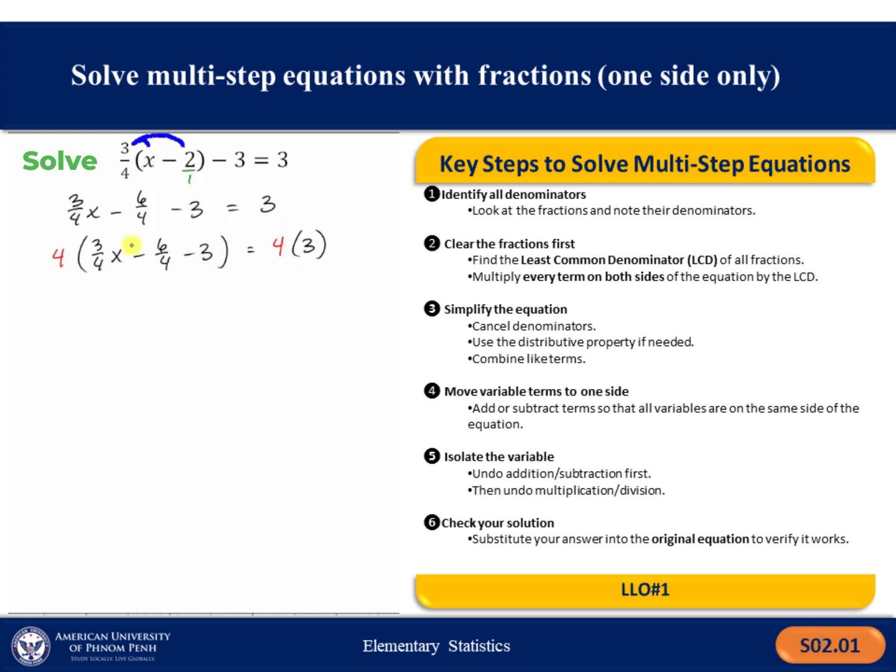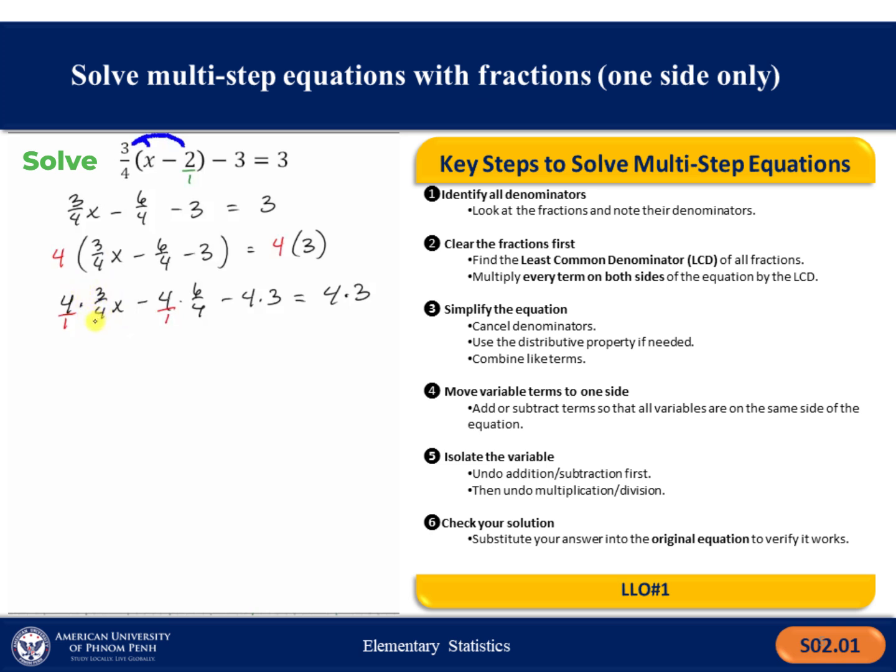And now let's go ahead and show the three products on the left. We have 4 times 3/4 x minus 4 times 6/4 minus 4 times 3 equals, on the right side, 4 times 3. And now to determine each product. With the products involving fractions, let's write 4 as a fraction with the denominator of 1. And now for the first product, we will simplify out the common factors between the numerators and denominators.